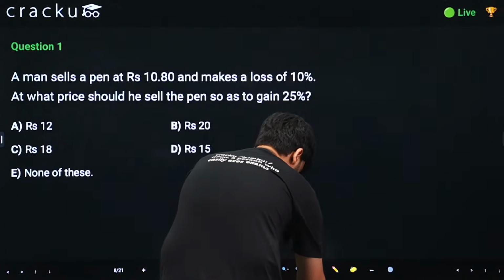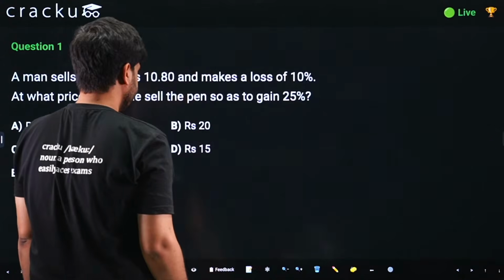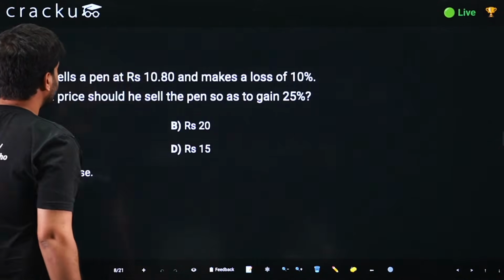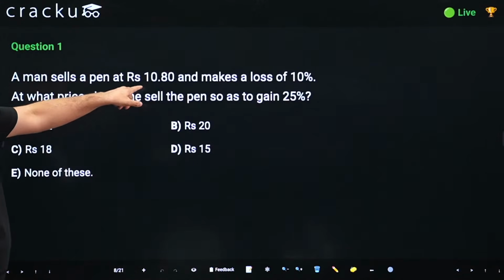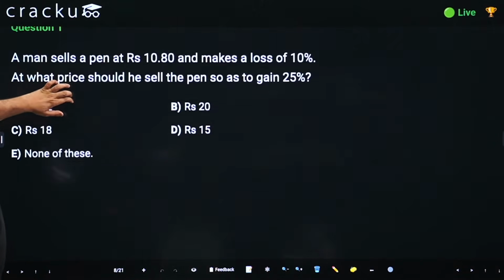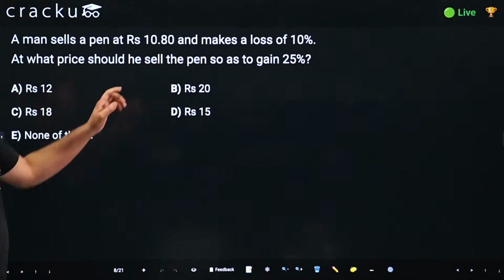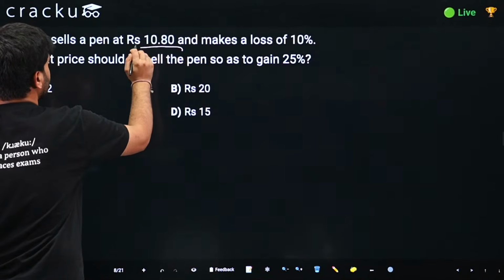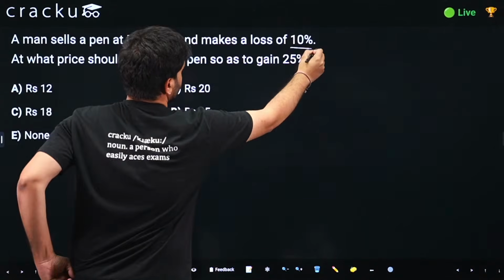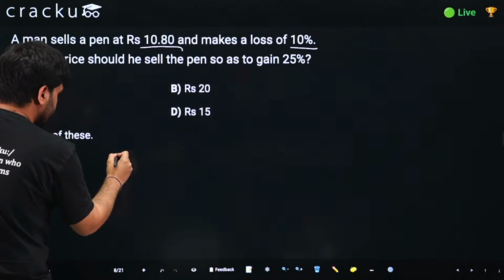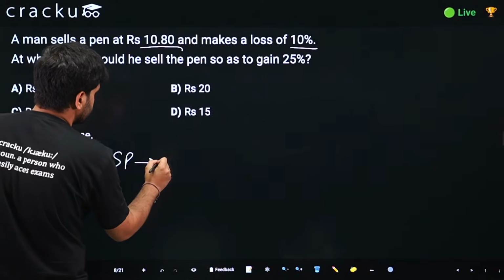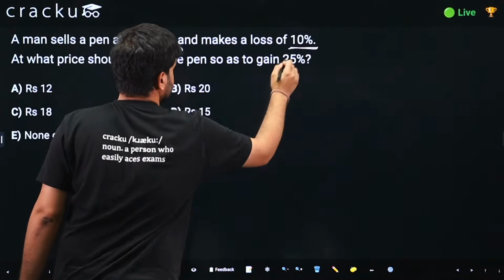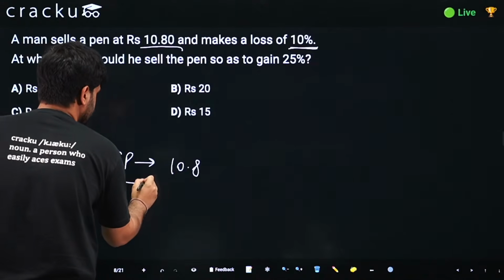Time is up, guys. Now let me solve this question. Here it is given that a man sells a pen at rupees 10.80 and makes a loss of 10%. Now we are given two values here, 10.80 and loss of 10%. So basically we are given selling price SP, this is 10.8. Also we are given loss is 10%. Loss L is 10%.